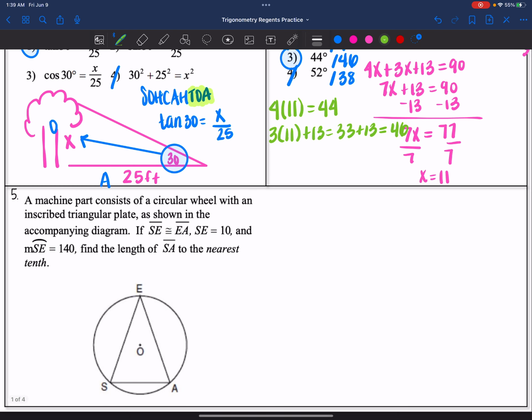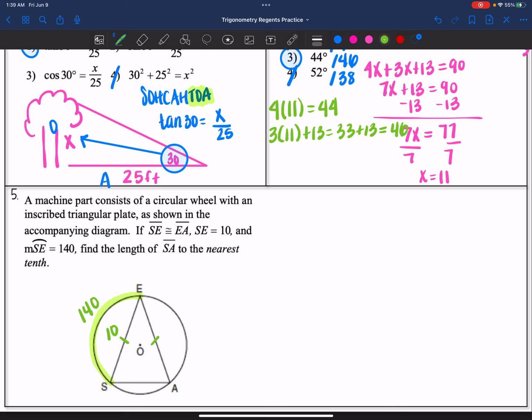Moving on to question number 5. I'm going to throw some circles in here because we didn't do very well on circles, so we need the practice. A machine part consists of a circular wheel with an inscribed triangular plate as shown in the diagram. If SE is congruent to EA, I'm just going to mark that on my diagram. If these two segments are congruent and they tell me that SE is 10, and arc SE is 140. Arc SE is this arc right here, so that's going to be 140.